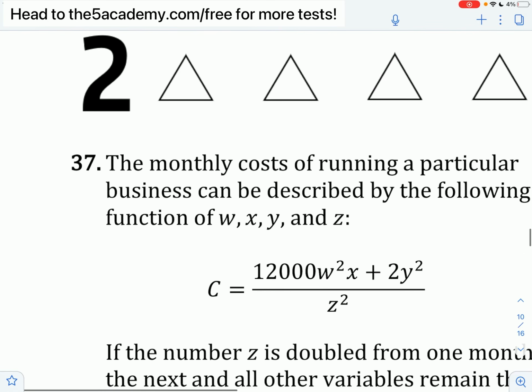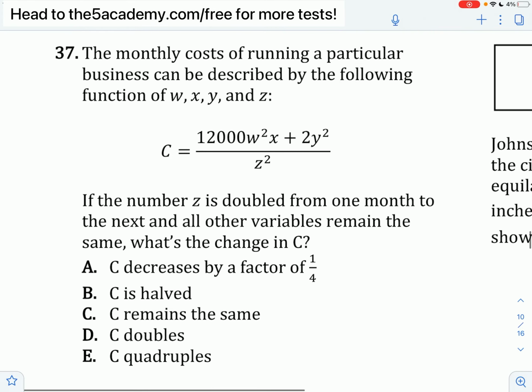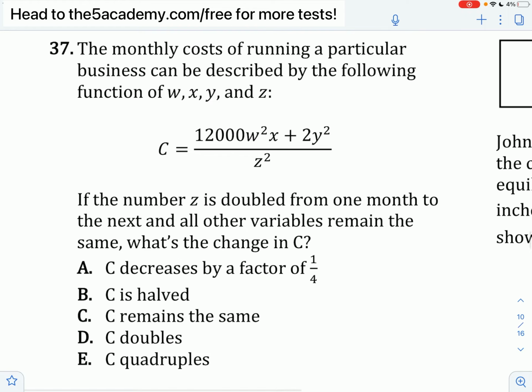Moving on to number 37. The monthly costs of running a particular business can be described by the following function. If the number z is doubled from one month to the next and all the other variables remain the same, what's the change in c?